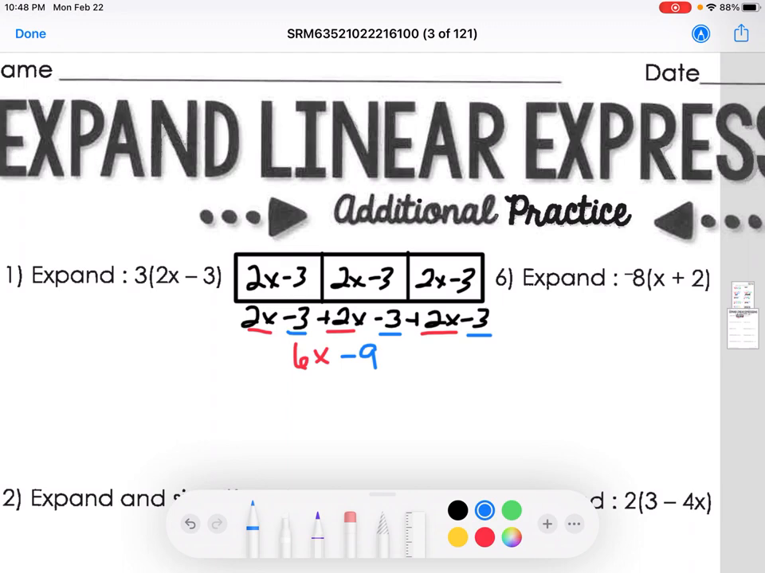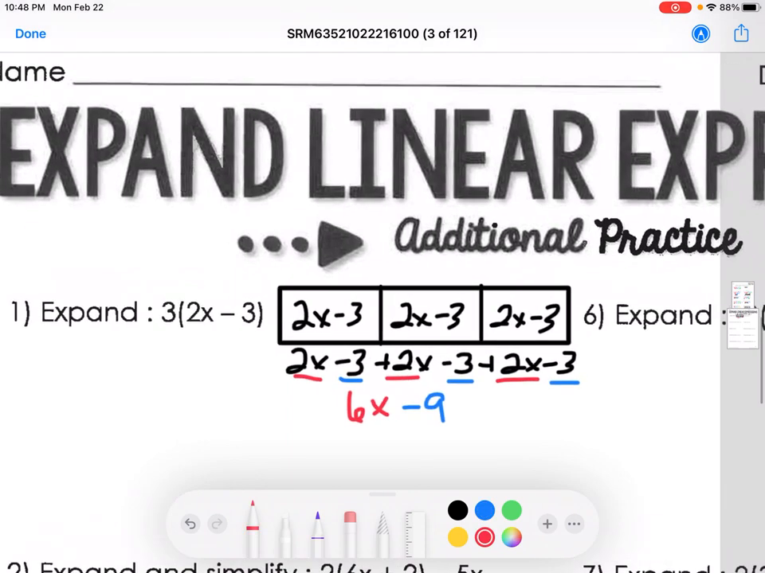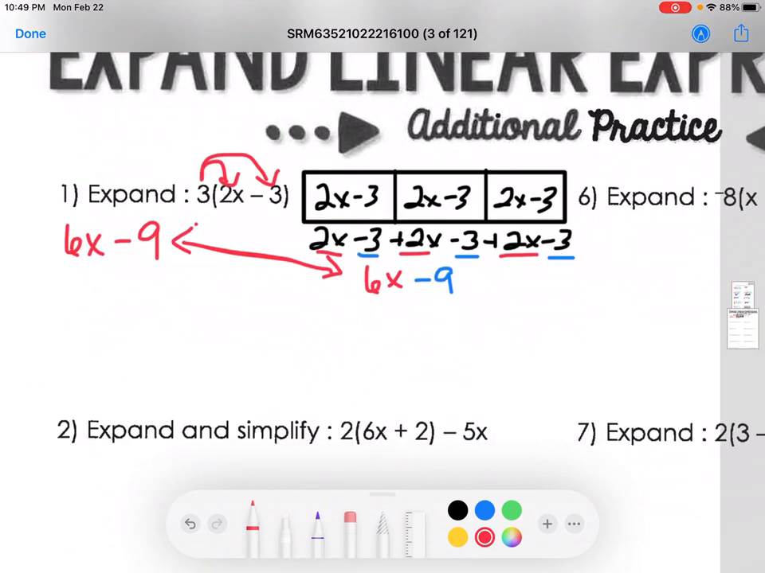Okay, so let's look at the distributive property and see what we get. So it means you distribute it to everything inside. So 3 times 2x would be 6x. 3 times 3 is 9. So if you notice, I get the same answer. So I know I did it correctly.